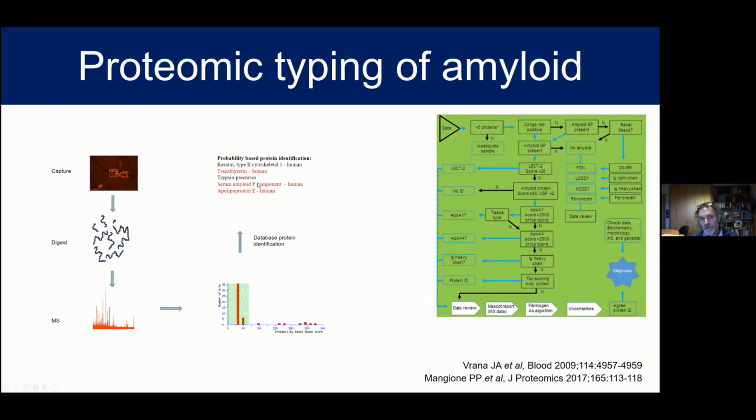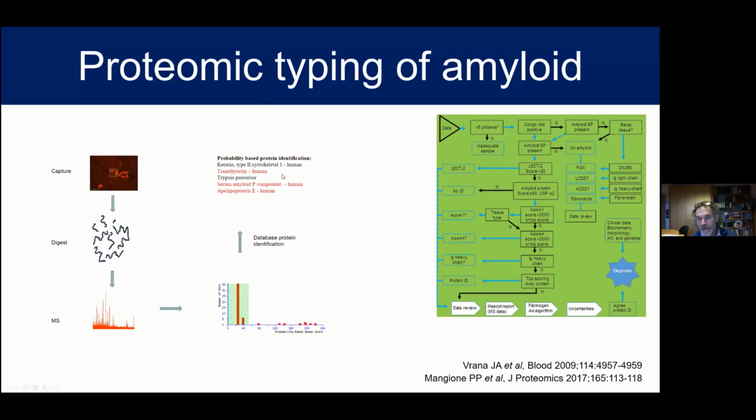And in this case, the presence of serum amyloid P and apolipoprotein E are two of what we call amyloid signature proteins. So they tell you that you're dealing with amyloid, and then you look for an amyloid fibril protein, in this case, transthyretin.